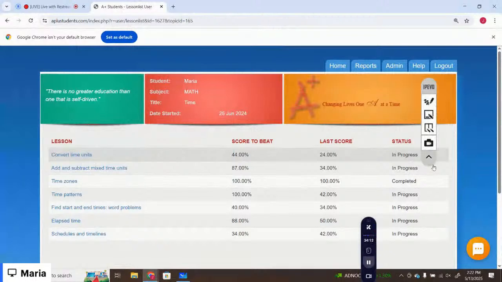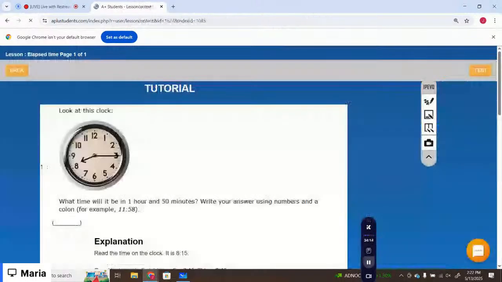Next one is elapsed time. Let's just start with the lesson. Look at this one. What time will it be in 1 hour and 50 minutes?